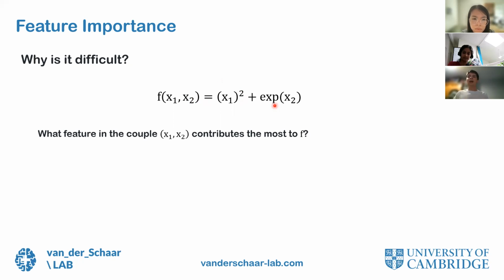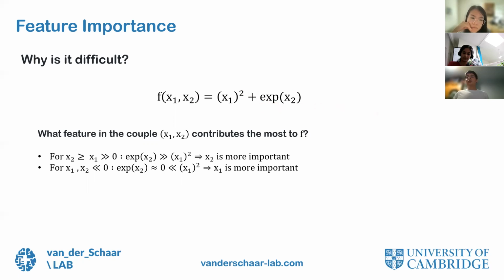Well, you could argue that if x2 is bigger than x1 and both are positive numbers, then x2 is more important because the exponential is much bigger than the quadratic function. However, you could also consider the scenario where both numbers are negative, and in this case, the exponential will be typically 0 or very close to 0. So the quadratic function seems more important. So x1 seems more important. In fact, both of these reasonings are correct, and many more reasonings like this can be done.